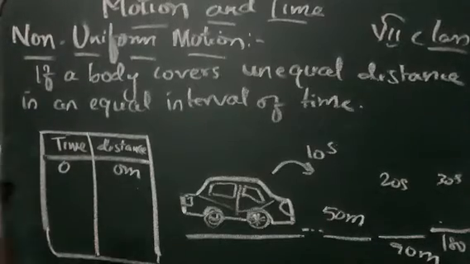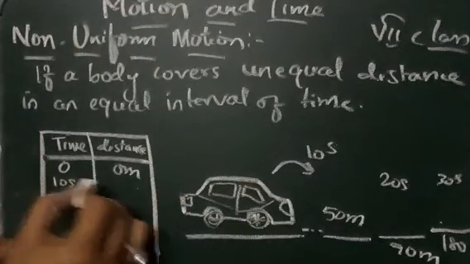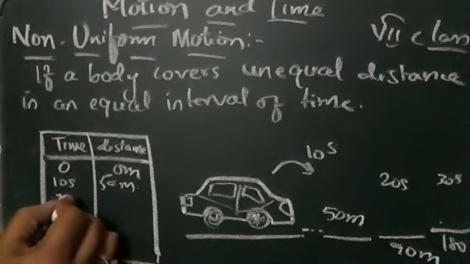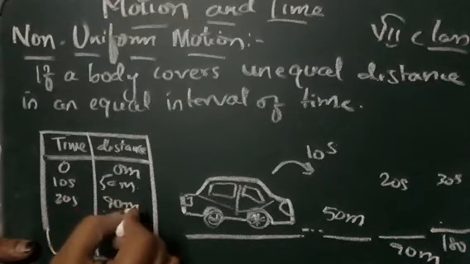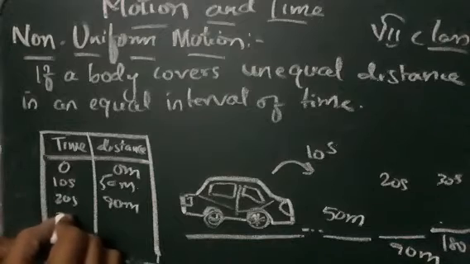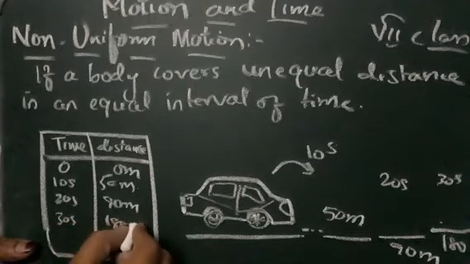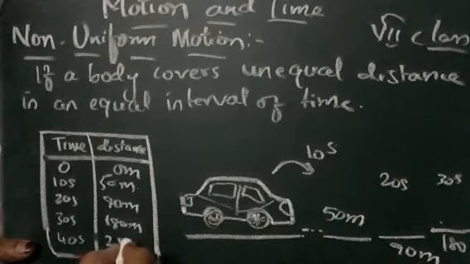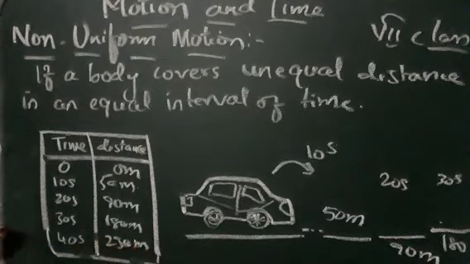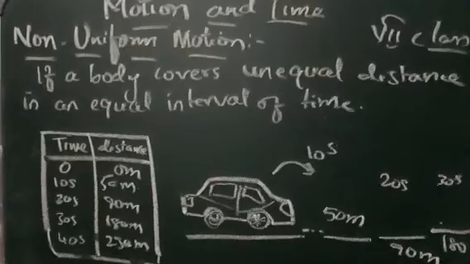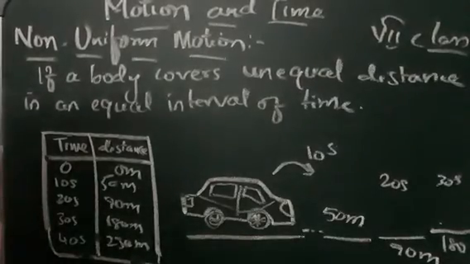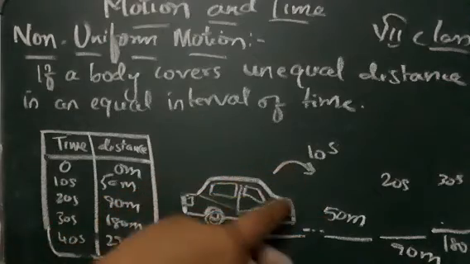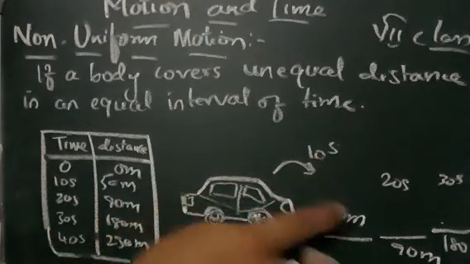So at 10 seconds it has reached 50 meters, in 20 seconds it has reached 90 meters, in 30 seconds it has reached 180 meters, and at 40 seconds it has reached 230 meters. So can you see the difference? How much time is it taking to travel from one point to another? At 10 seconds the distance is 50 meters.